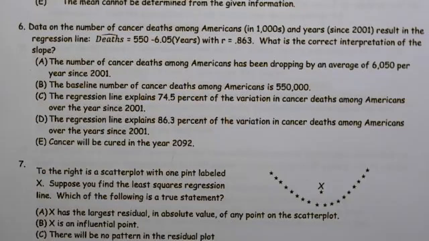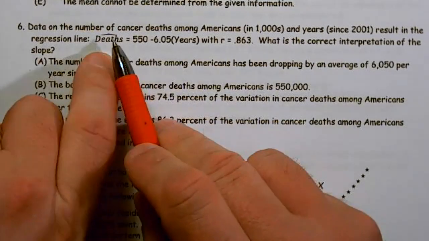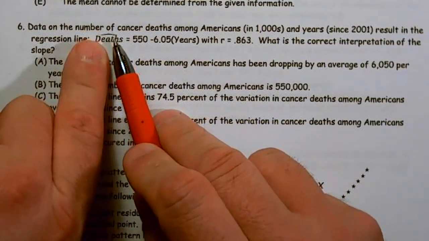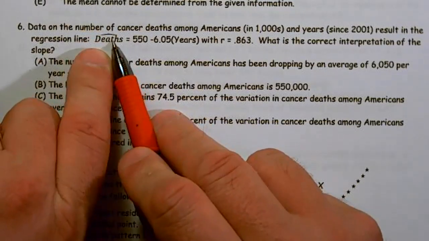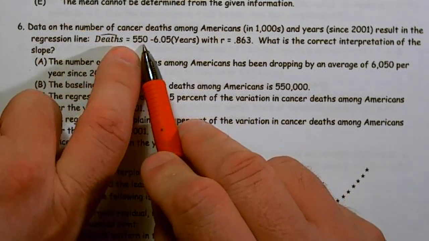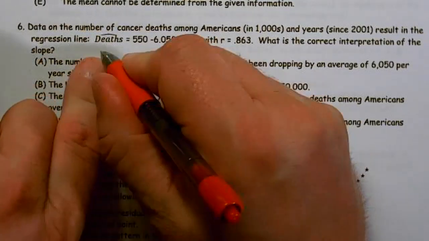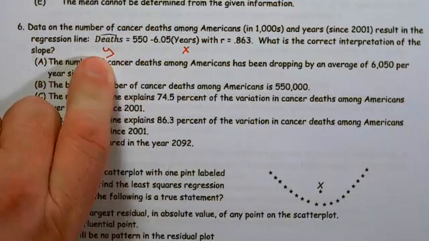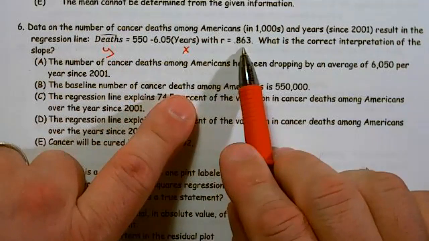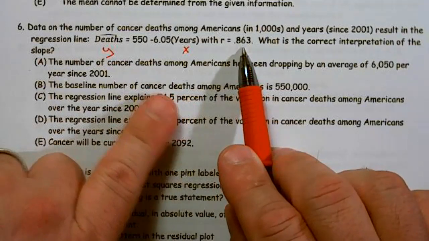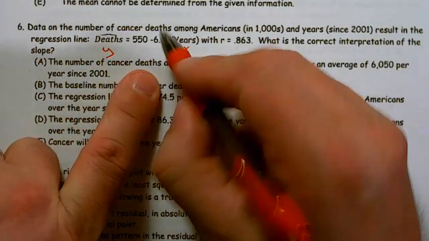Number 6, data on the number of cancer deaths among Americans in thousands of years since 2001 result in a regression line. And by the way, you can actually do this where you put your Y variable here and put a hat on it. So my predicted deaths equals 550 minus 6.05 times the number of years, because this is my Y variable and this is my X variable, with an R equal to 0.863. What is the correct interpretation of the slope?